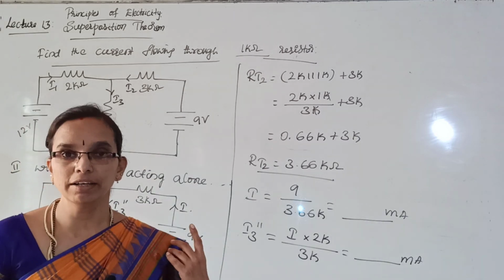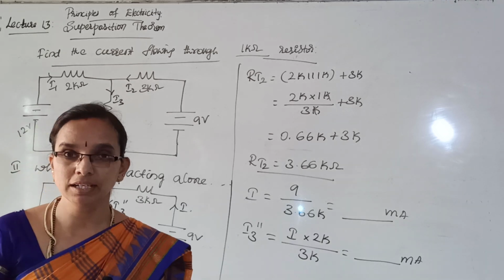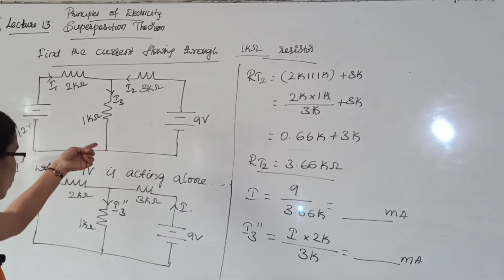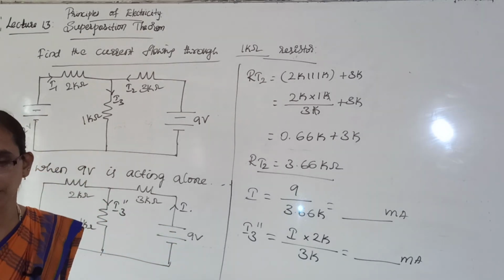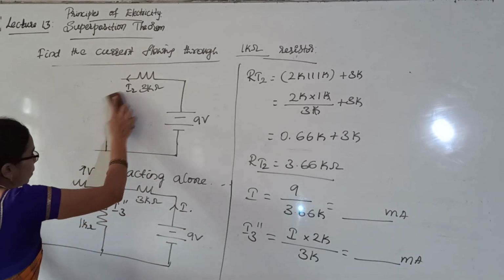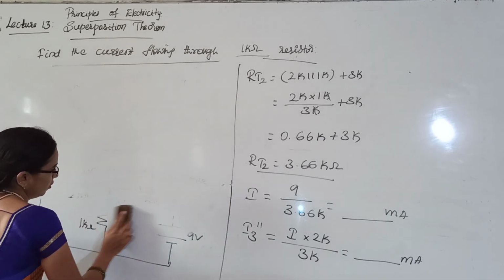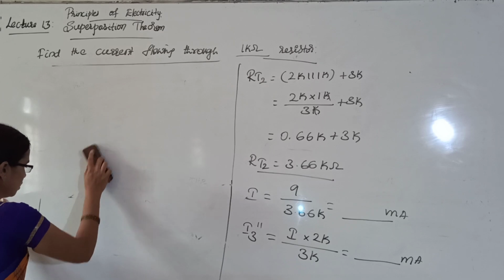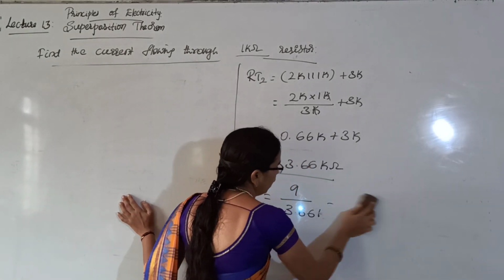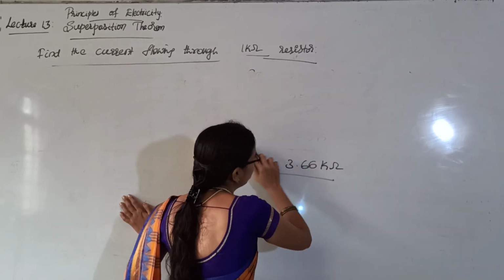What we have got? I1, I3 dash and I3 double dash. Finally add those currents, you will get the total current which is flowing across the 1 kilo ohm resistor. Okay. We have some more problems on the superposition theorem. I have collected. I will give those problems in the group and let me know the answers.